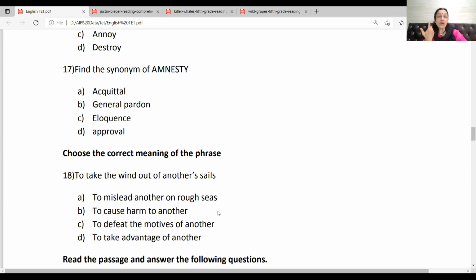'She drove me up the wall.' She drove me mad. She upset me a lot. So to drive somebody up the wall is to irritate somebody, to really make you mad. That is to drive somebody up the wall. Okay, fine. So these phrases also are there.